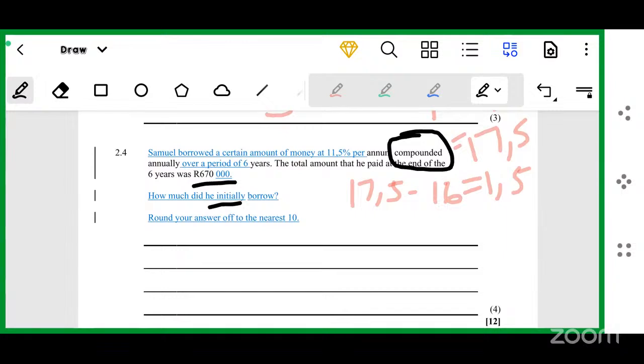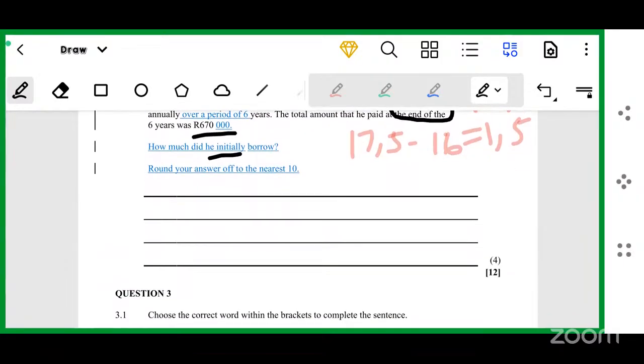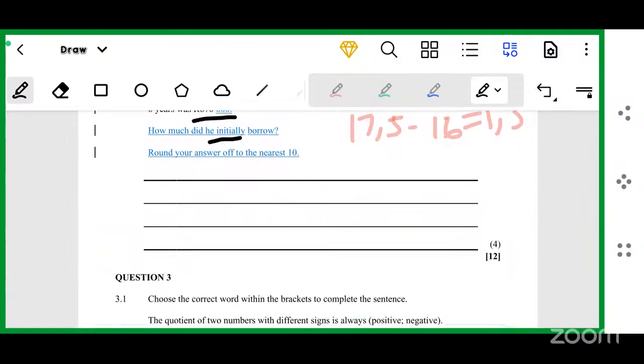I'm done, ma'am. Okay, so which equation did you use? I said A is equal to P bracket 1 plus I to the power of n. You have to close the bracket before you write the n. Okay, perfect. I thought you forgot.